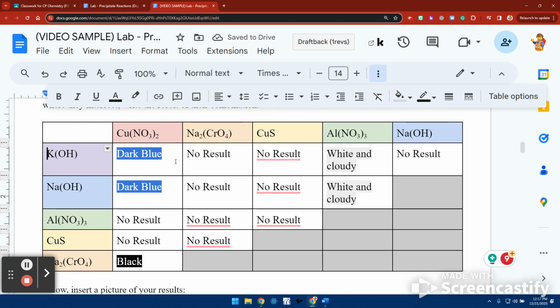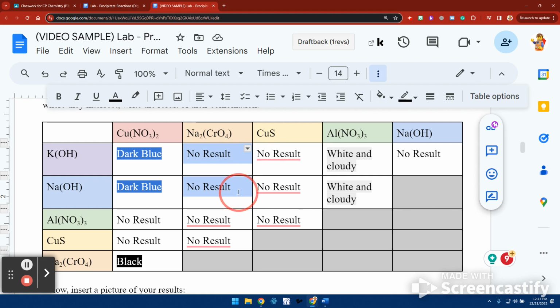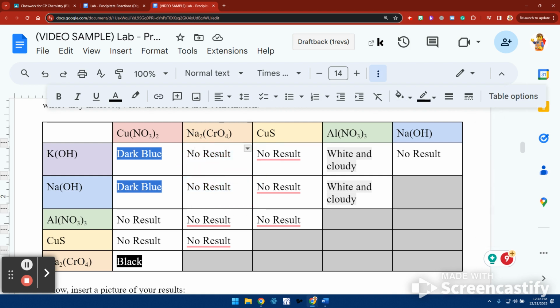And then you combine these compounds on that little spot plate in the classroom lab area, and you just make note of what you see. If you put the 2 liquids together and nothing happens, you can just type in no result. But sometimes you do get a result.